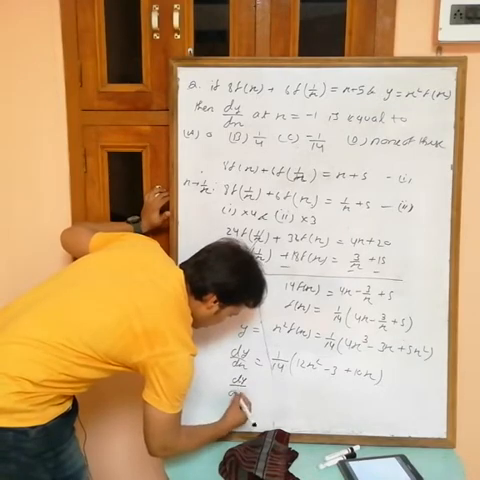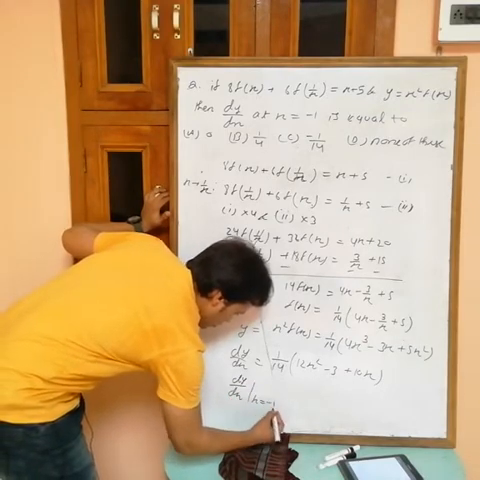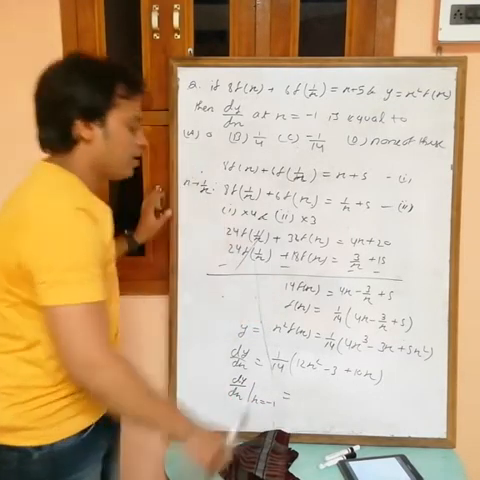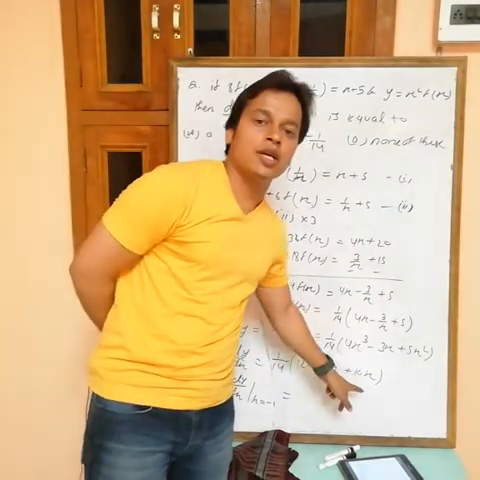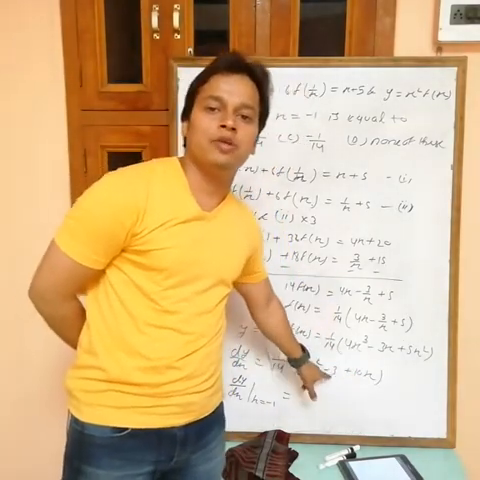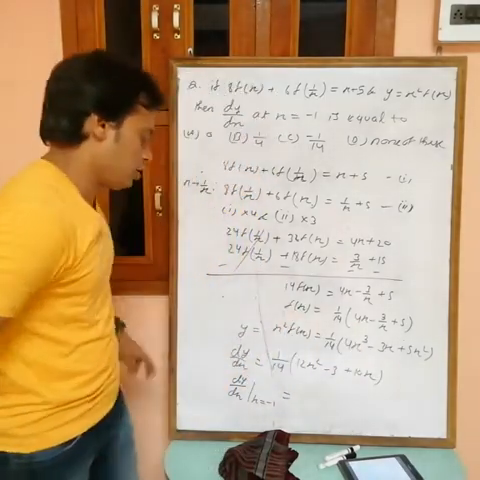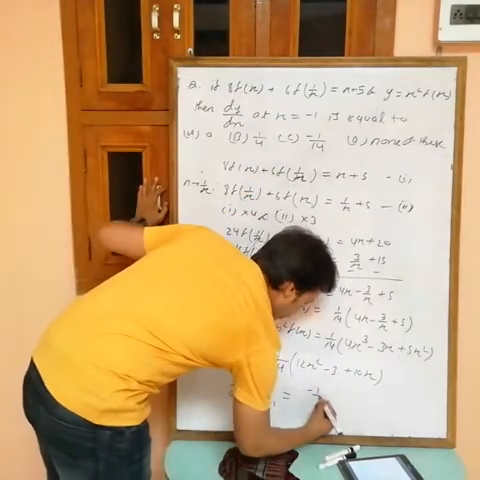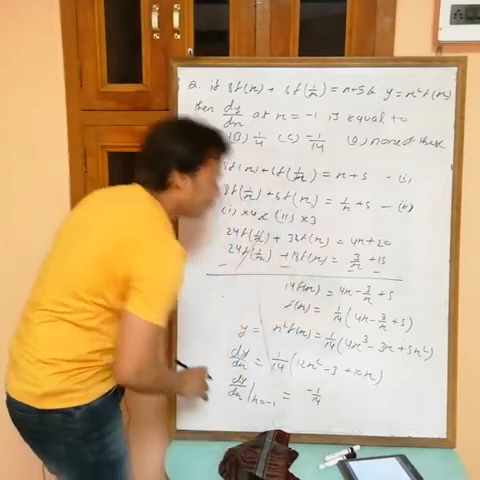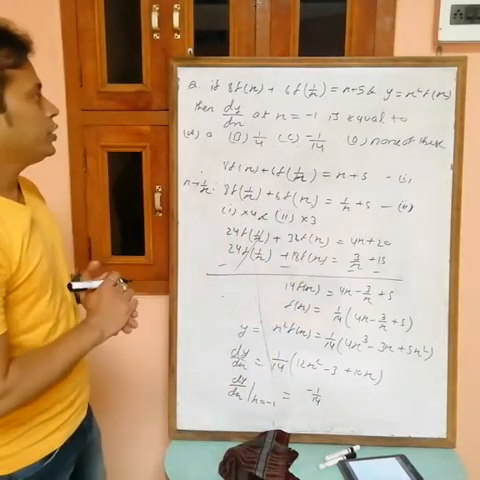So dy/dx at x equals minus 1. If you put x equals minus 1, what will you get? Minus 10 and minus 3, minus 13, and plus 12. So after solving, minus 1/14. So the answer is minus 1/14. Okay, this is the answer.